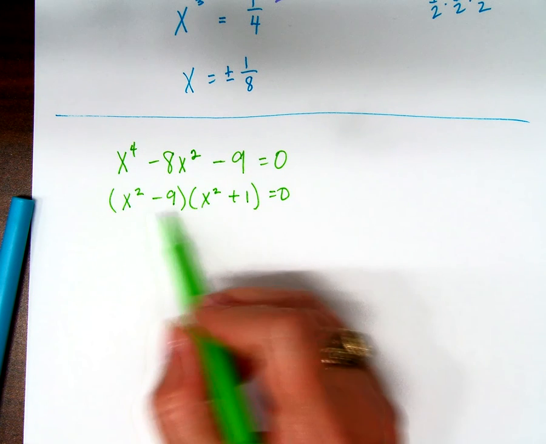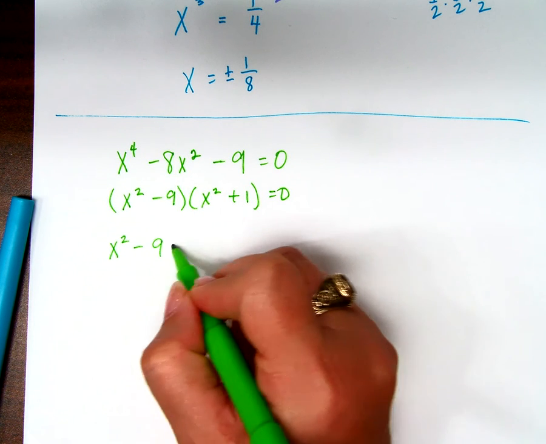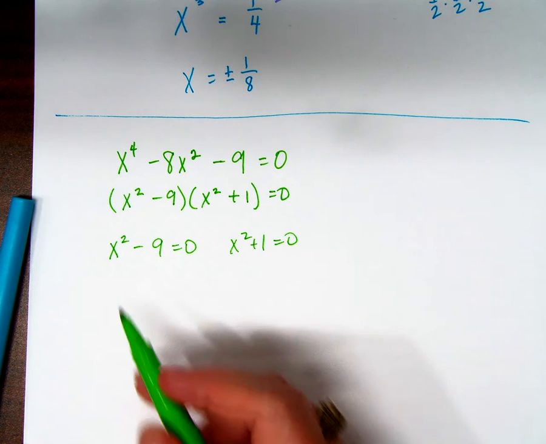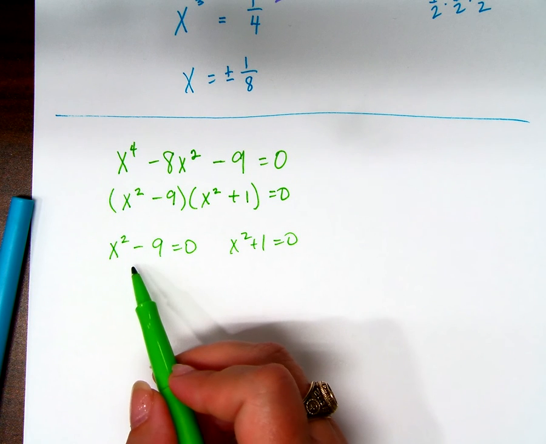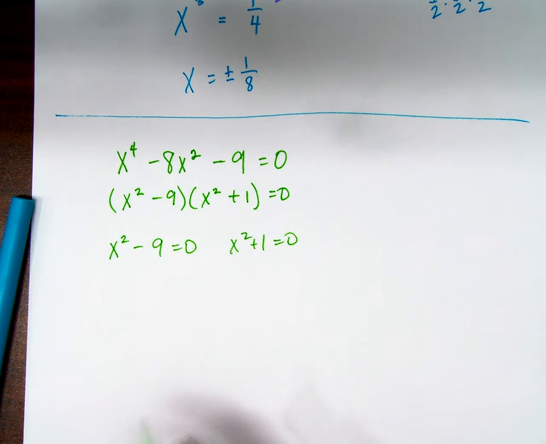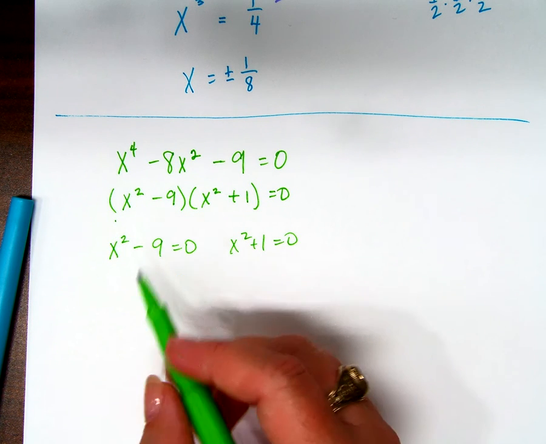If I set each one of these equal to 0, I would get x squared minus 9 equals 0 and x squared plus 1 equals 0. Now, some of you might have noticed that that's a difference of squares and you want to factor again, right? And if it was asking you to just factor, we would go to x plus 3, x minus 3, right? But all it wants us to do is solve.